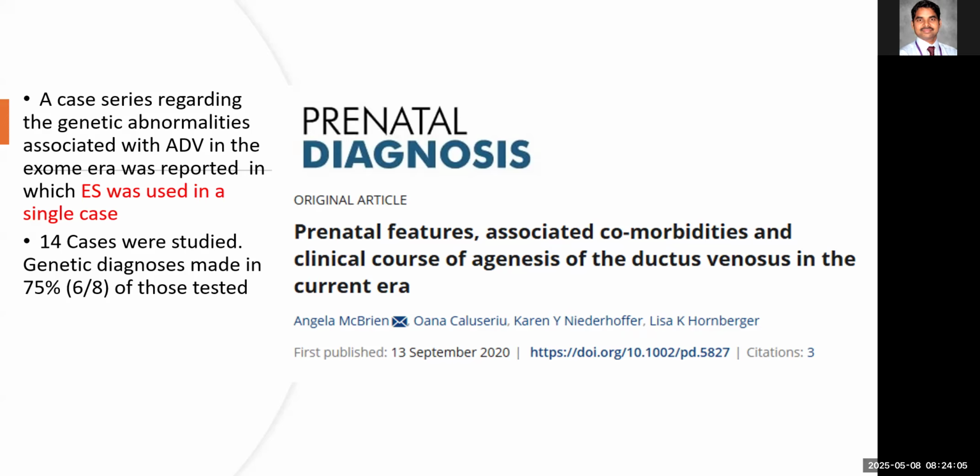In this study by McBride et al., prenatal features, associated comorbidities and clinical course of agenesis of ductus venosus in the current era have included chromosomal microarray and exome sequencing genetic evaluation. In this case series, 14 cases were studied and genetic testing was done in 8 cases, of which 6 cases were diagnosed with chromosomal aberration. In this study, however, only 1 case underwent exome sequencing.